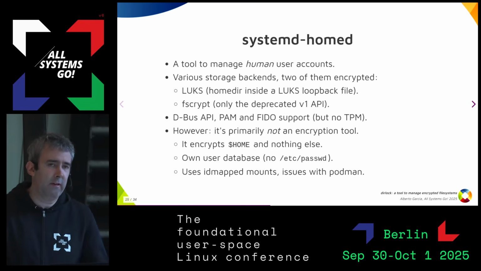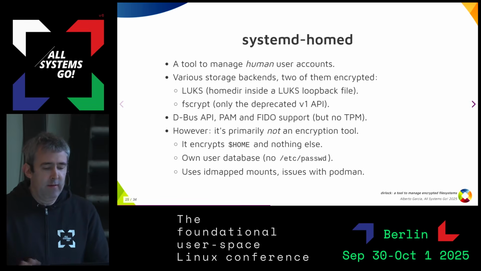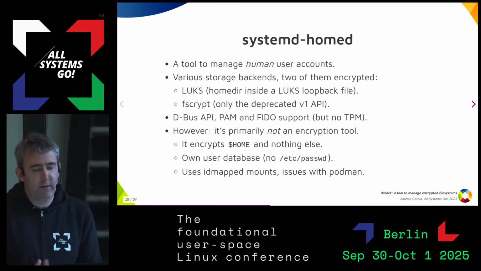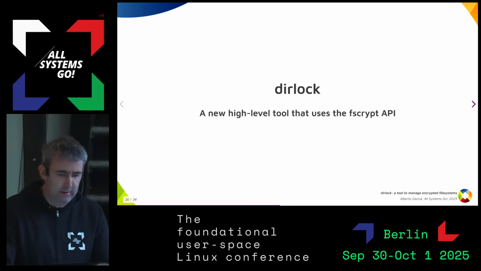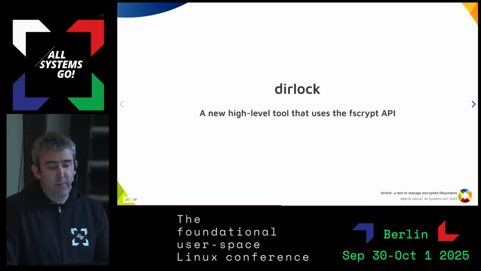Those things can be sorted out, and there are workarounds, but these are the kind of issues we were a bit concerned about: having something a bit different from the typical Unix system, that also has strong opinions about how the system should work, was a bit worrying for our case. So we decided to create a new tool that uses the fscrypt API directly, and it's called Dirlock.